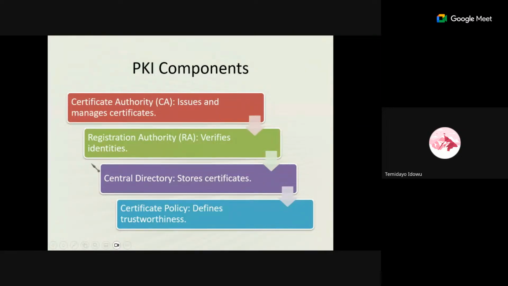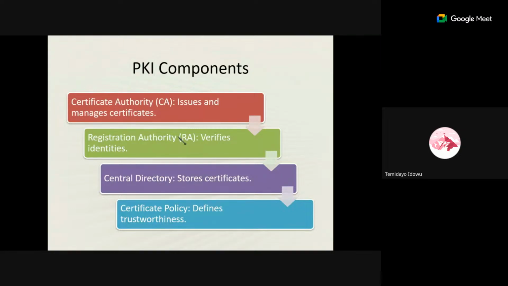For the RA, that's the registration authority, they verify the identity of who is asking before the CA will issue that certificate. They will verify your identity. They need to know who you are, so that they are not giving a certificate to a fraudulent website or to a fraudulent person.